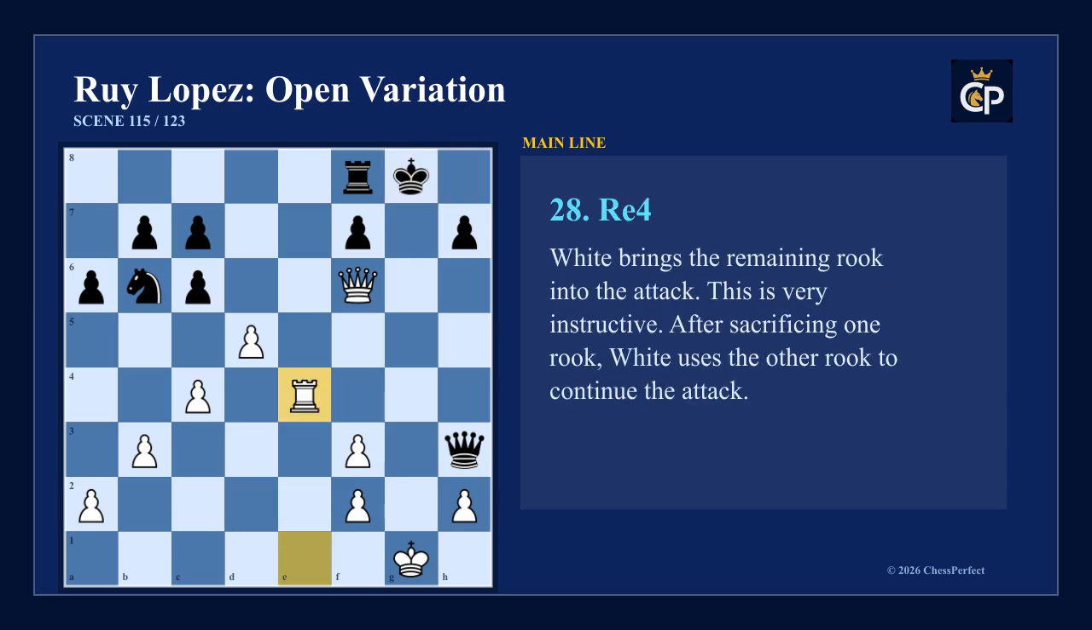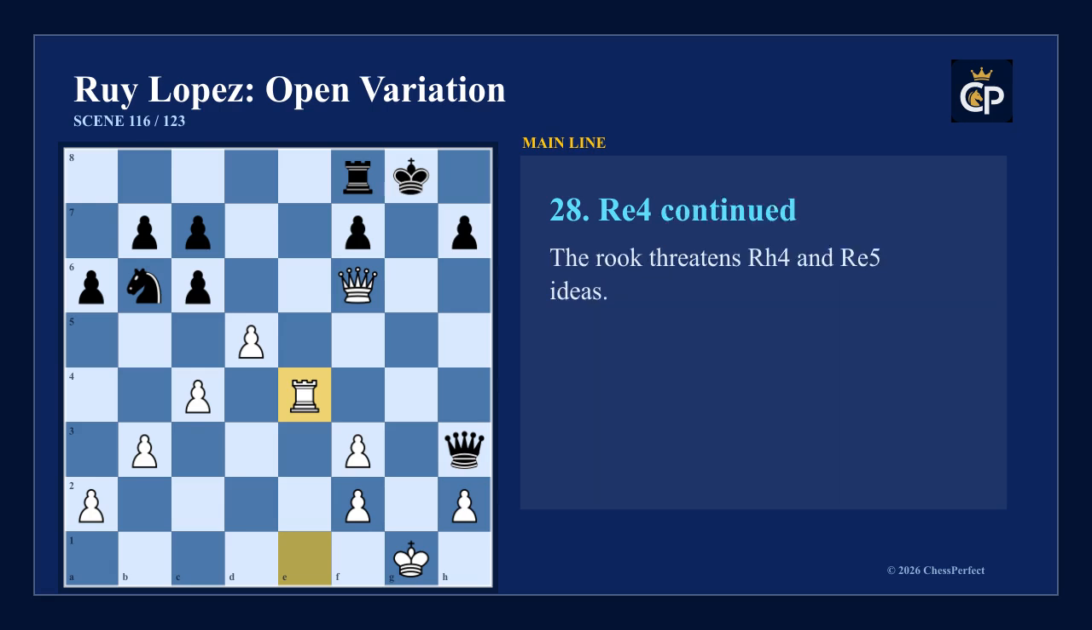Rook e4. White brings the remaining rook into the attack. This is very instructive. After sacrificing one rook, white uses the other rook to continue the attack. The rook threatens rh4 and re5 ideas.